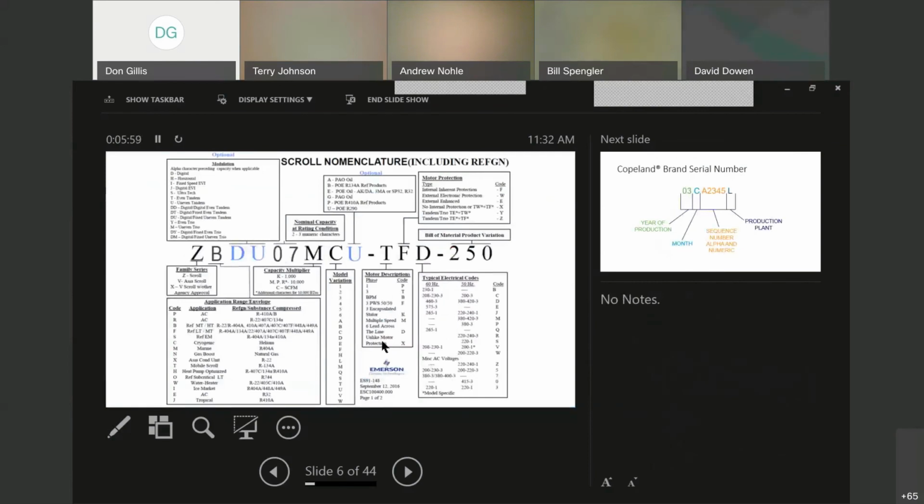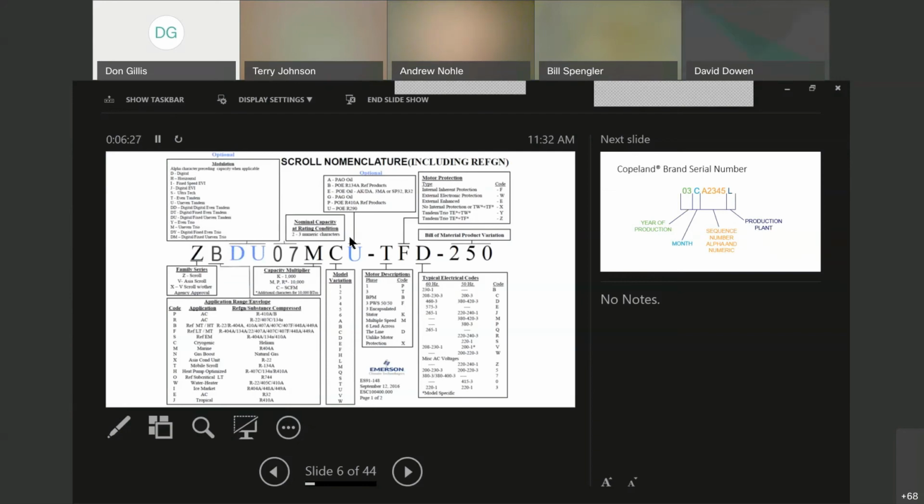Just going to touch a little bit on the nomenclature for the models. Of course, the Z identifies that it's a scroll. The second character is the application, and then we would have the type of refrigerant being used also. This just shows your modulation. In this case, it's a digital uneven tandem.